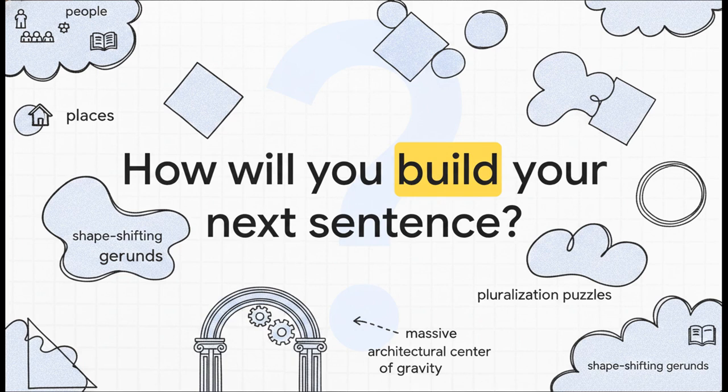So look at how far we've come. We've gone from the basic childhood definitions of people, places, and things to pluralization puzzles, shape-shifting gerunds, and massive architectural clauses. A noun is just so much more than a naming word. It is the absolute structural center of gravity for our communication. So now that you know a noun can be anything from a single abstract idea to a massive, shape-shifting dependent clause, how are you going to build your next sentence?